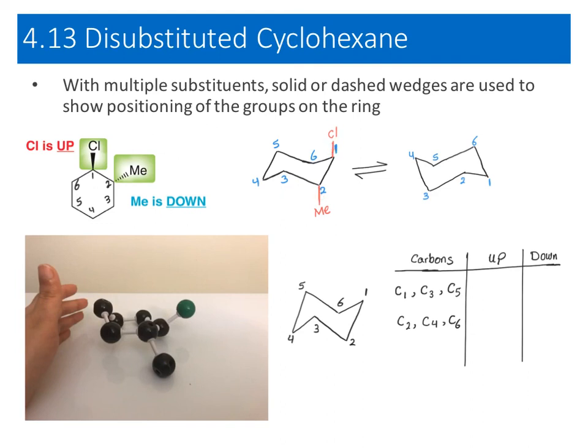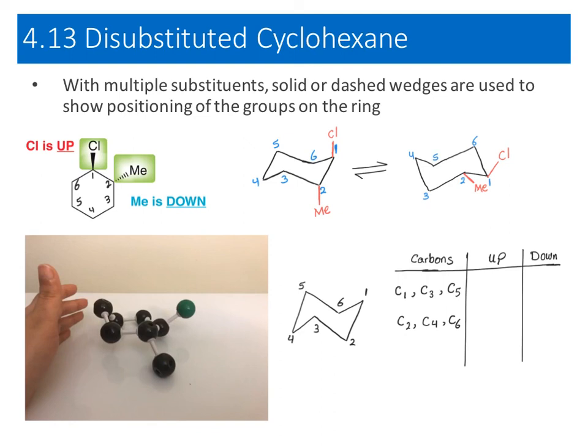So to draw the next chair conformation, you need to do a chair flip, and upon chair flip, the axial positions become equatorial positions. So chlorine on carbon 1 is now in the equatorial position, and methyl on carbon 2 is now in the equatorial position. So remember, to draw equatorial, you need to draw a bond that is towards this tip.